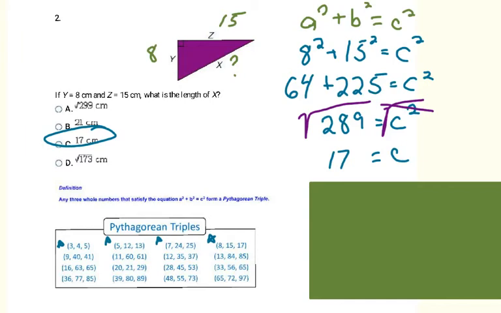So if I take 3 times 2, that gives me 6. 4 times 2 is 8, and 5 times 2 is 10. So 6, 8, 10 is another Pythagorean triple. And that one I see a lot used also.